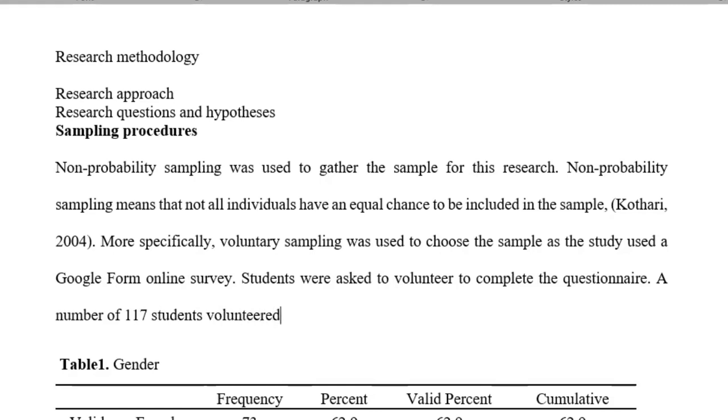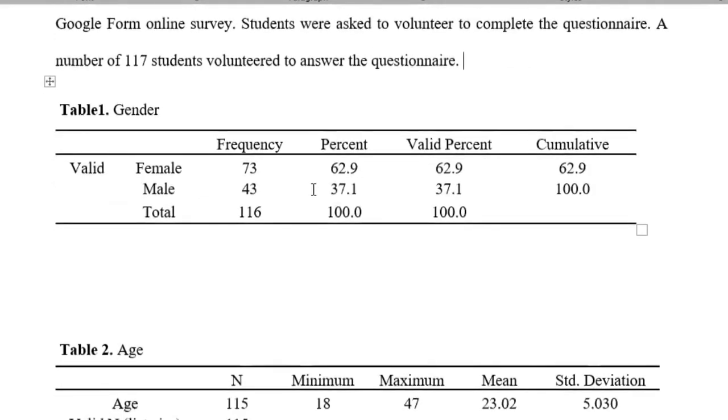Okay, so the sample is like a blood sample. When you go to a doctor to check the level of sugar in your blood, the doctor does not measure all the six liters of blood in your body. He takes just a sample, measures it, and gives you the result. So 117 students volunteered to answer the questionnaire. All right, that's it. So this is the sampling procedures, and then I'm going to state the characteristics or the demographics.